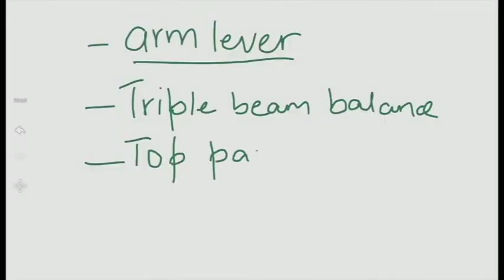Top pan balances are found in butcheries to measure the matter that is in the meat. Top pan balances, triple beam balances. Some balances measure very big, heavy sacks, maybe a sack of sugar, a sack of cotton. They are all doing what? Measuring the what? The mass of the matter inside whatever it is.